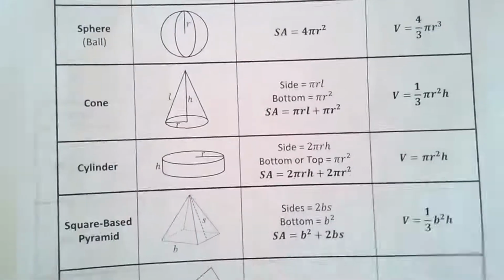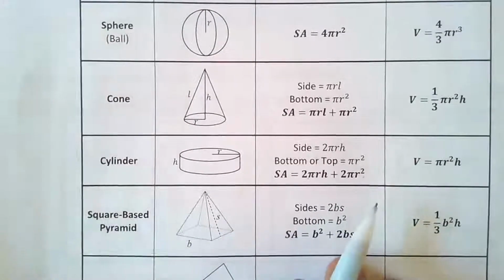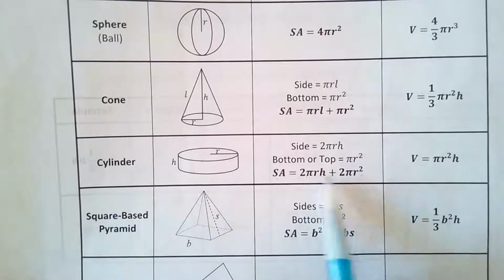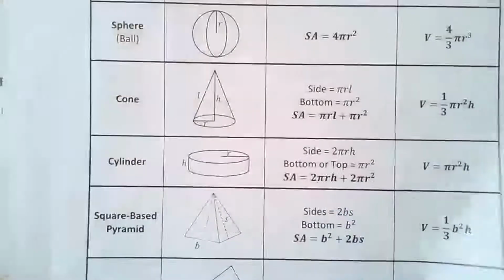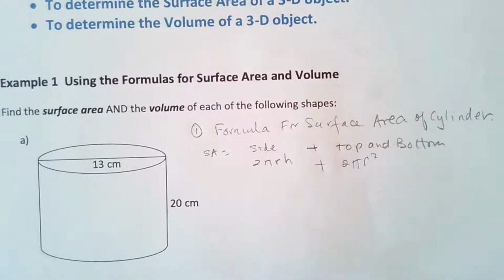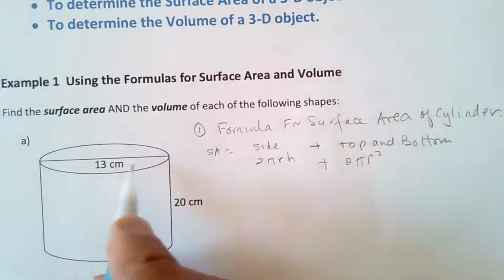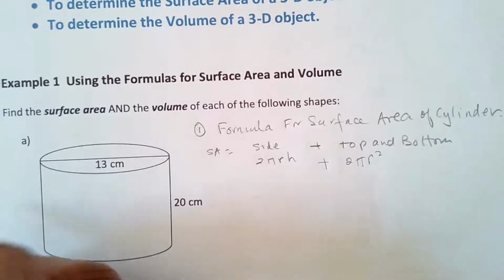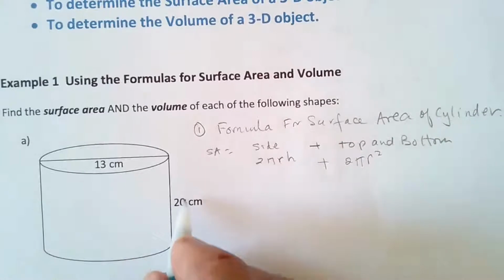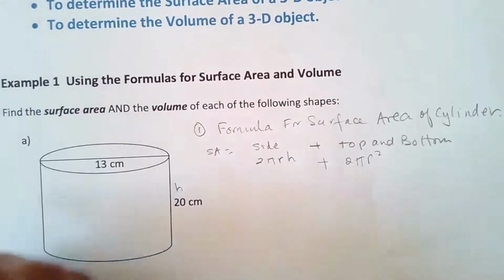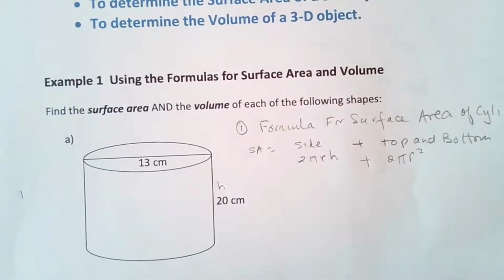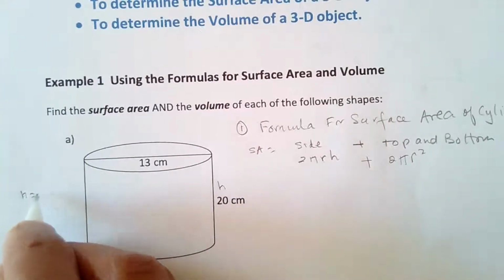Okay, so I'm utilizing surface area, the side, and top and bottom. Next, what I would like to do is to record what's my dimension. I need height and I need radius. So let's find the height here is 20. So I put h equal 20 centimeters.